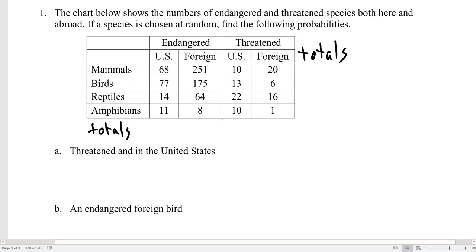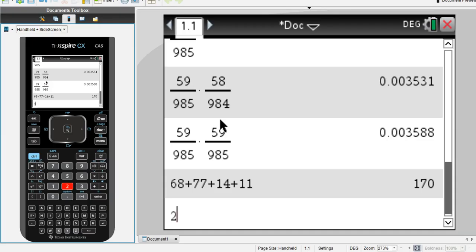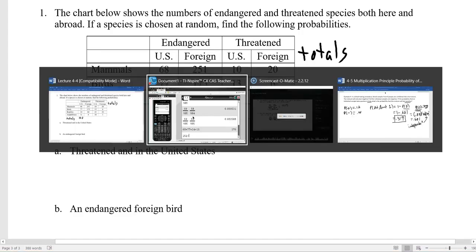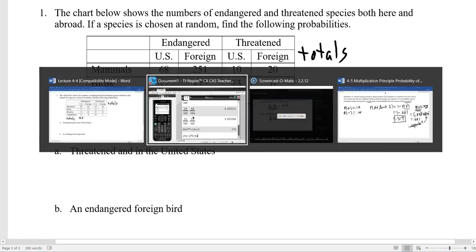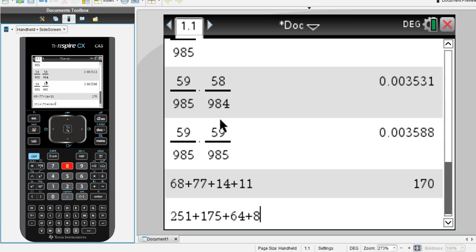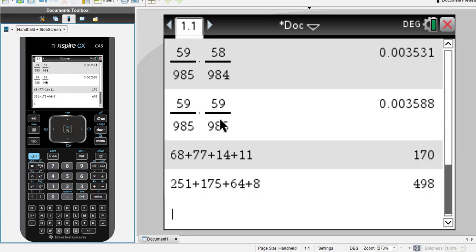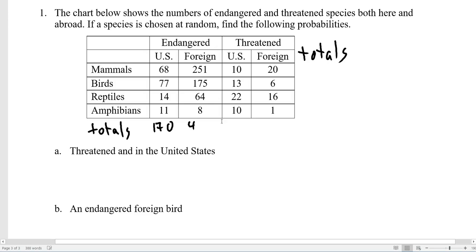About 170. 251 plus 175 plus 64 plus 8. About 498. This one I could almost do in my head.